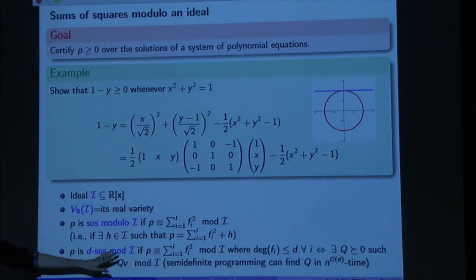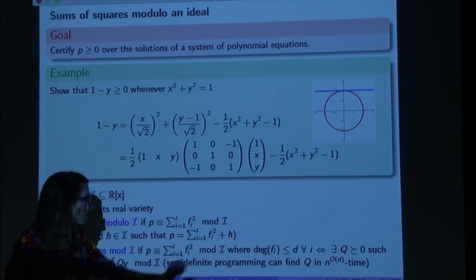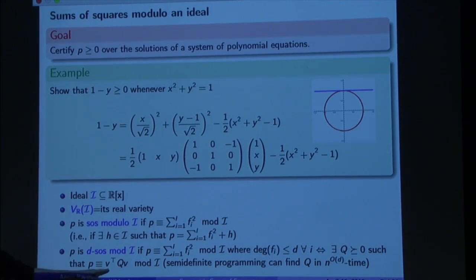The way that I'm going to find a certificate is I'm going to find some positive semi-definite matrix Q such that p is equal to v transpose Q v modulo my ideal, where v is a vector of my basis of the elements of degree at most d of my quotient ring. Before, I had all the monomials of degree at most d, and here that's overkill because I have my ideal, so I can take something smaller. But certainly d will tell you how long this vector is and how big this matrix Q is.